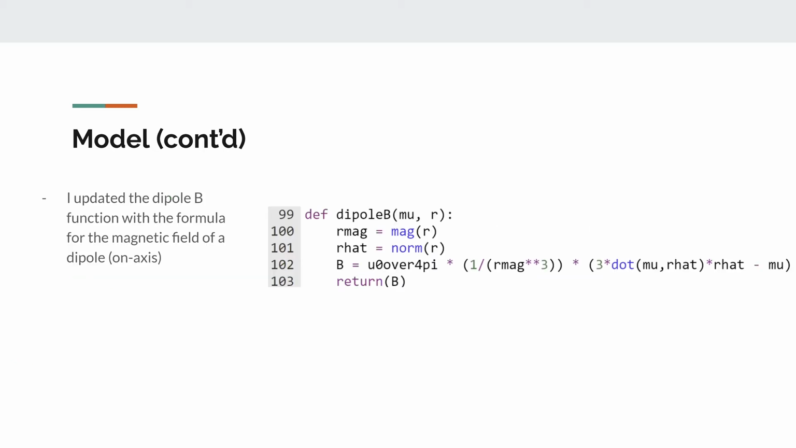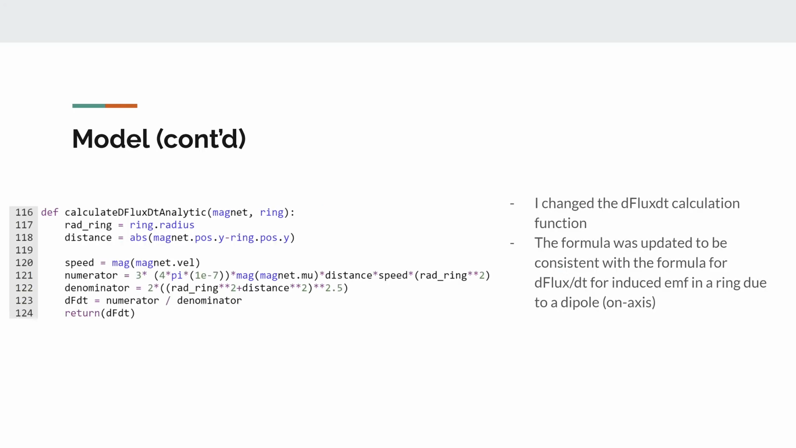Next I updated the dipole B function with the formula for the magnetic field of a dipole on axis, just copying a formula. Then I changed the dΦ/dt calculation function. This formula was updated to be consistent with the formula for dΦ/dt for the induced EMF in a ring due to a dipole on axis. There was some weird stuff I had to do here. For the distance formula, I had to find the vertical distance, so I took the absolute value of the difference in y positions, and this function was updated to reflect that.